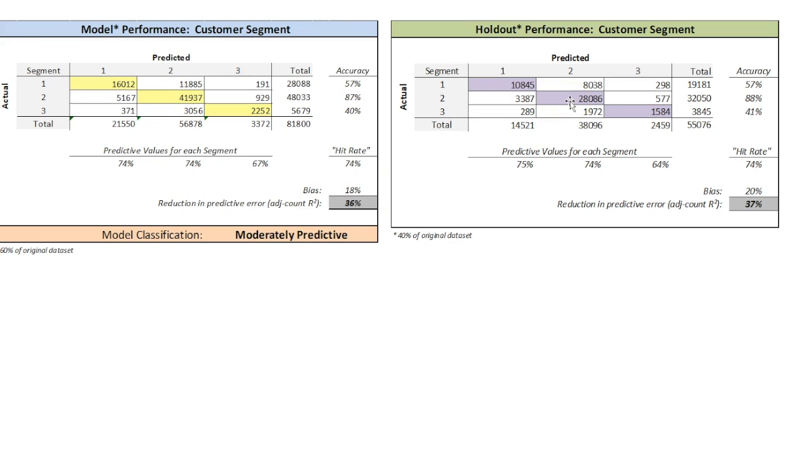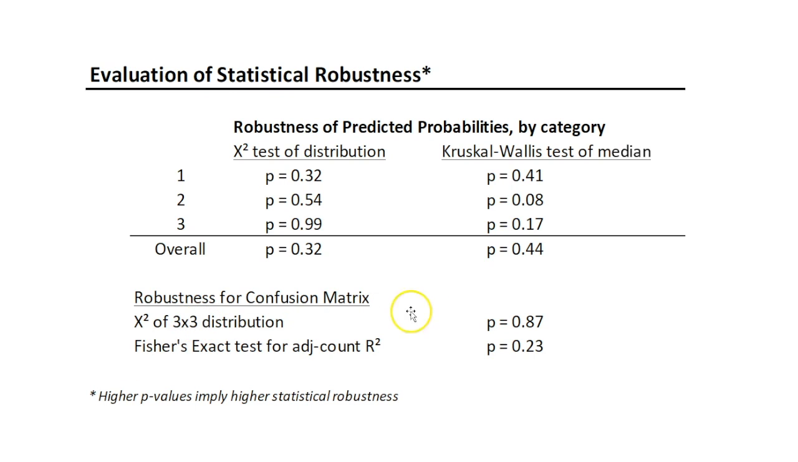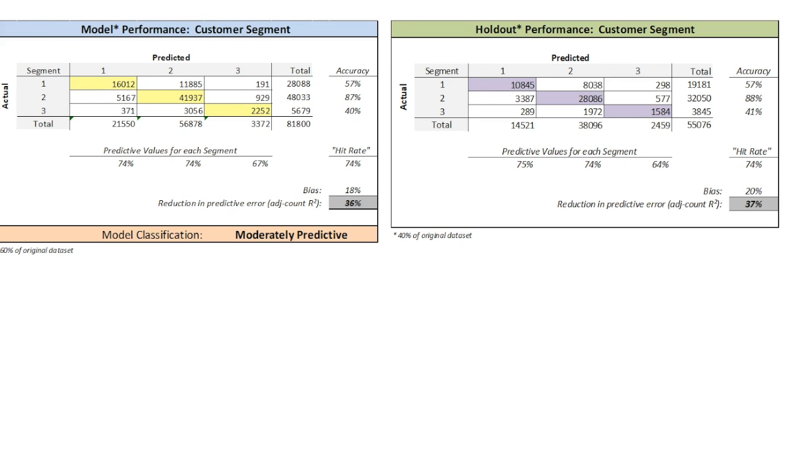On the holdout data, the model fits in some way, and we have a similar confusion matrix. So the question is, statistically, is how this is distributed for the holdout data similar or different than how it's distributed for the model data? And so there are statistical tests, essentially a chi-square distribution, that we can test for that.